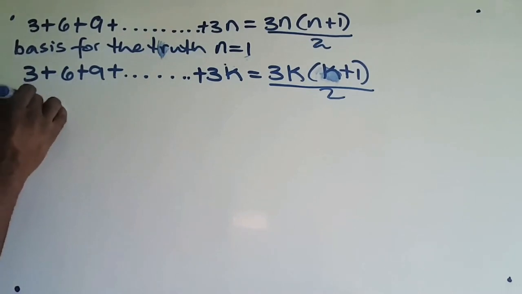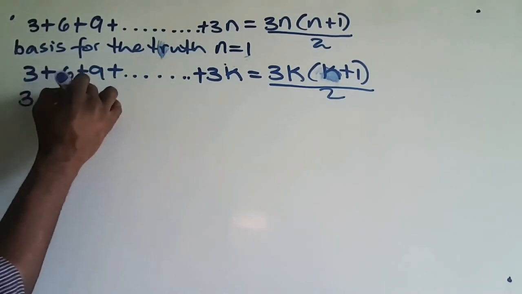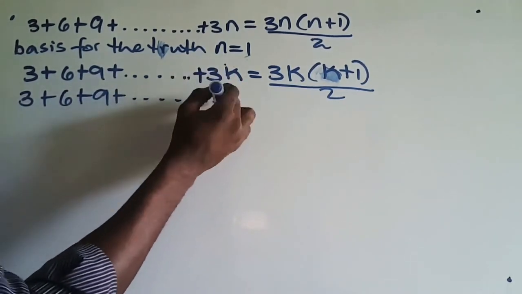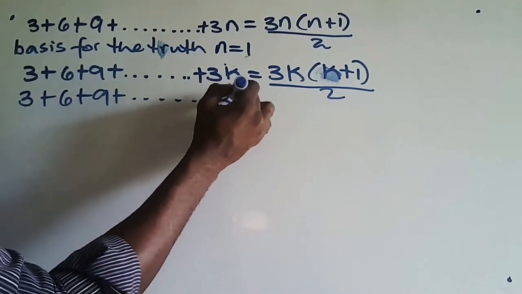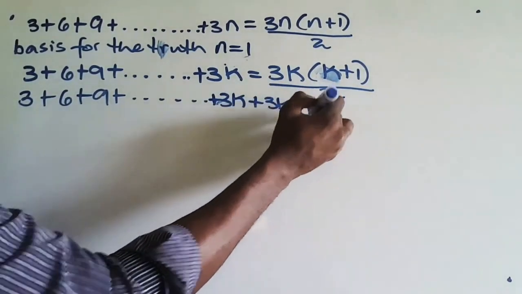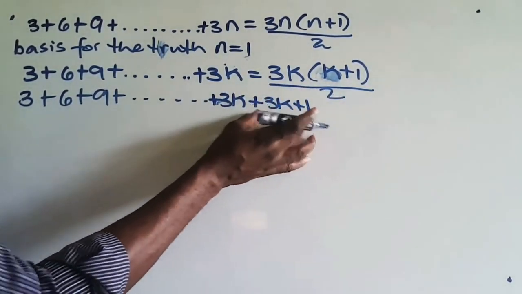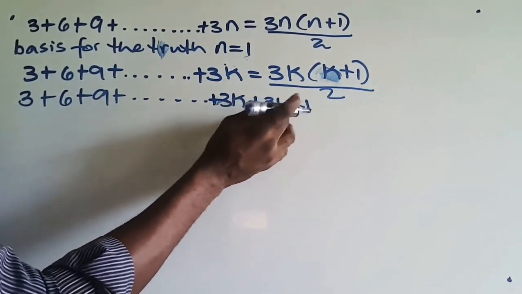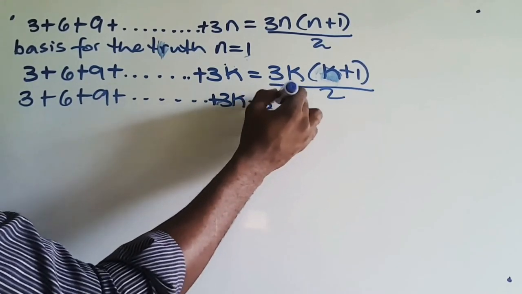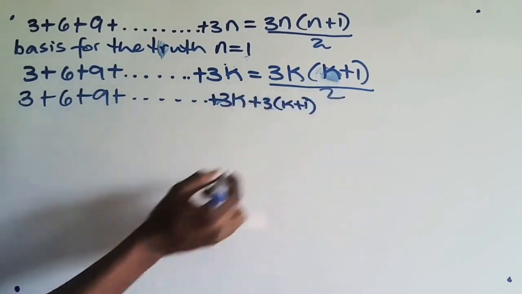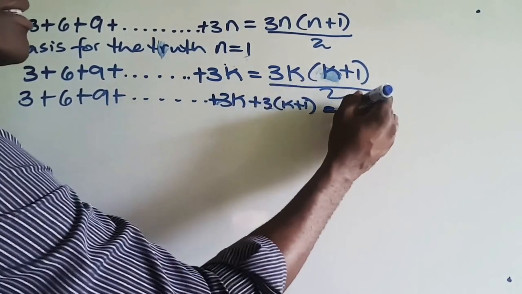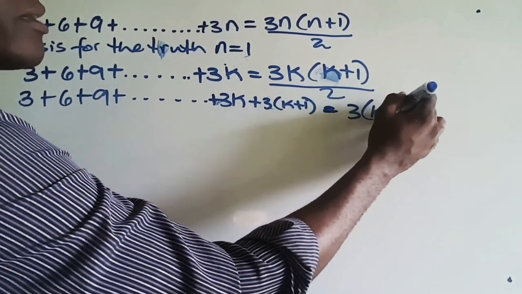In this case we're looking at 3 plus 6 plus 9 plus dot dot, and then you would have a 3k plus 3 times k plus 1. That will be the final term, so this is just one more 3. Let me write this better: 3 times k plus 1. So we want to see that this is true. But what we will have on this side is going to be 3 times k plus 1.